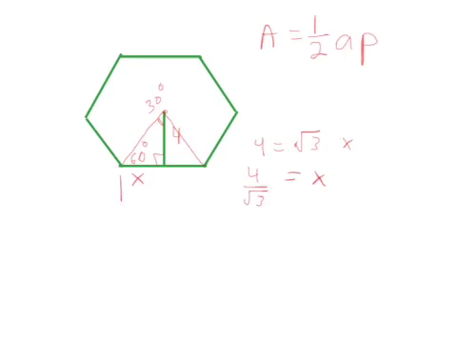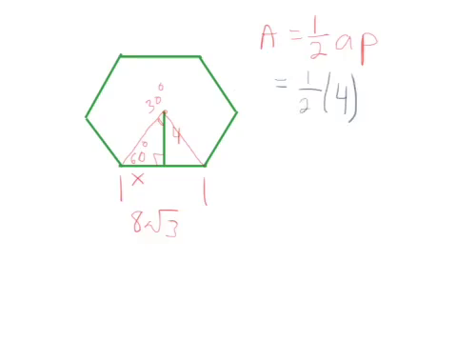So the length of the entire segment from here to here would be double that, so that's going to be 8 over square root of 3. So now I use my formula, A equals 1/2 times the apothem times the perimeter, and I'm going to get A equals 1/2 times the apothem, which we are told is 4, times the perimeter. There are 6 segments that are 8 over square root of 3 in length. So if I take 8 over square root of 3 times 6 segments, that's going to give me my perimeter.